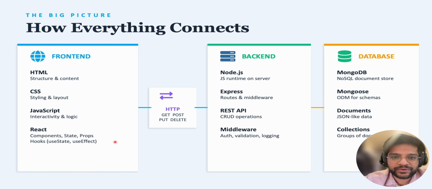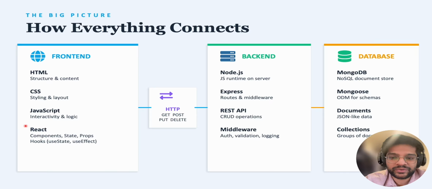So at the very top, we have the browser. That's what the user sees. The browser uses three core technologies. That is HTML, which is for the structure, CSS, which is for styling, and JavaScript, which is for interactivity. Now JavaScript is the place where things actually get interesting.